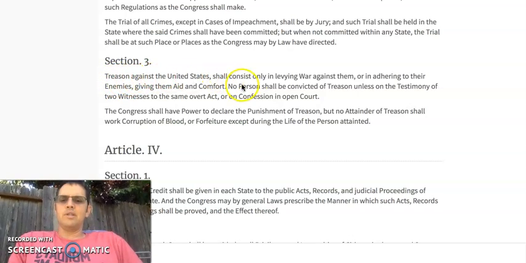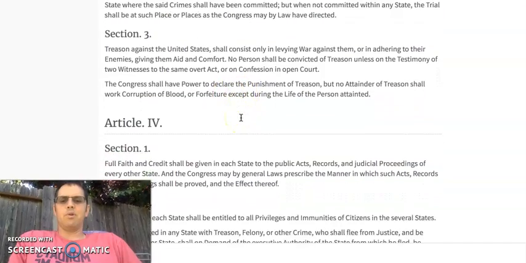Treason against the United States shall consist only in levying war against them, or in adhering to their enemies, giving them aid and comfort. No person shall be convicted of treason unless on the testimony of 2 witnesses for the same overt act, or on confession in open court. The Congress shall have power to declare the punishment of treason, but no attainder of treason shall work corruption of blood, or forfeiture, except during the life of the person attainted.